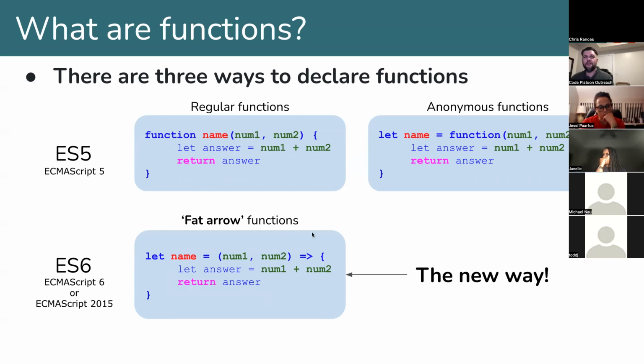Third way is fat arrow functions. This is one of the more common ways today. This is ES6, or ECMAScript 6, popularized in 2015. This is pretty much the standard way that you'll see it now. This does this, this does this. All three of these things do the exact same thing. You will see all of them out there in the wild, but just knowing that this does this, that's all you really need to know.